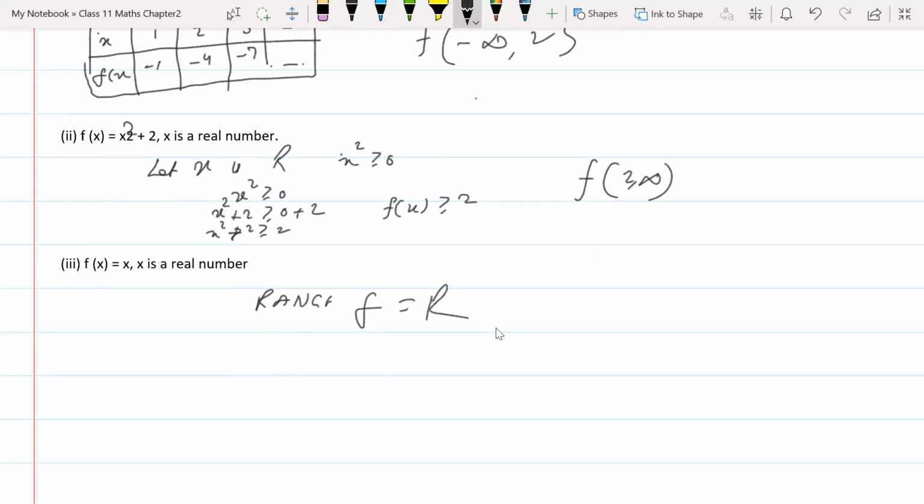Now the remaining portion is the miscellaneous exercise. The miscellaneous exercise will cover the full chapter 2. Then in the next class, we will revise the complete chapter by solving the miscellaneous exercise.